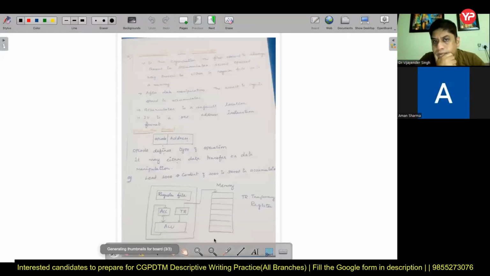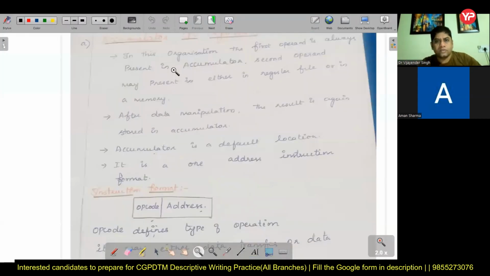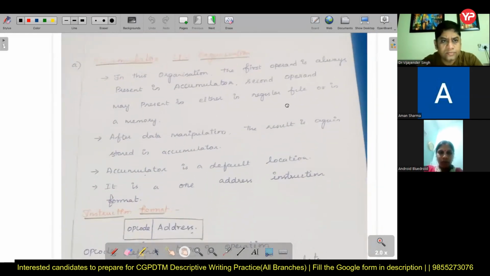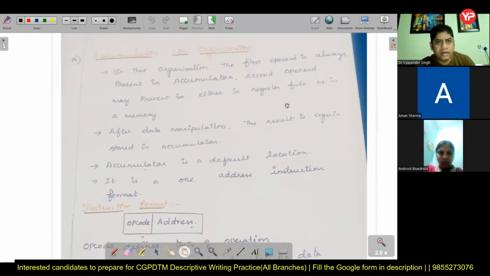So this is the answer sheet of Sumati. Okay, so that was the question. She has written this. The question is also mentioned here, Aman. No, that's the answer, sir. This is the answer only, right?